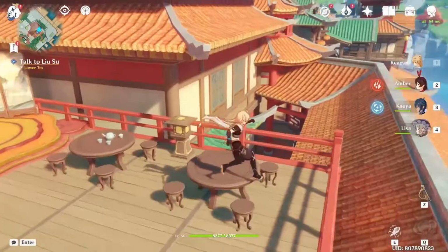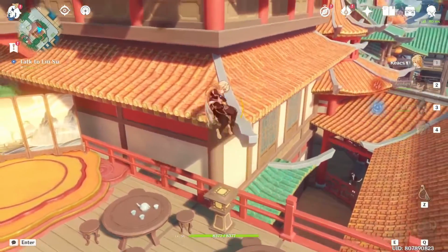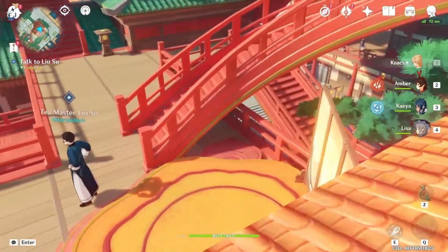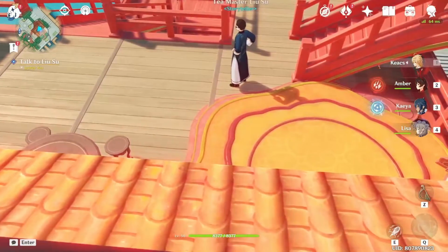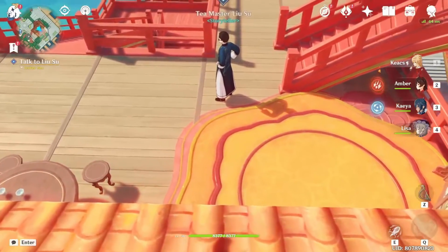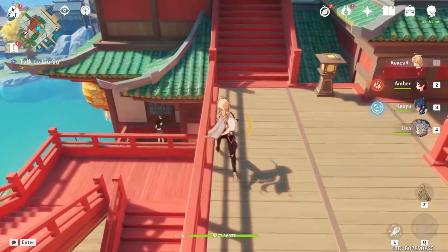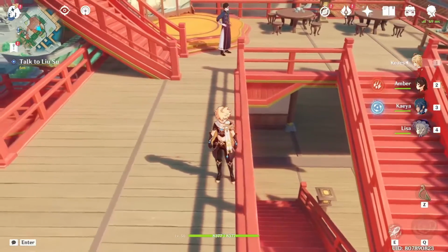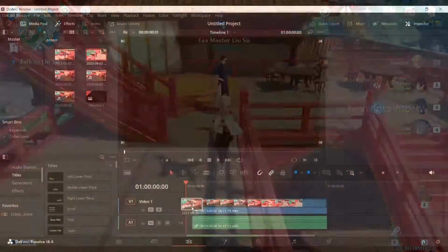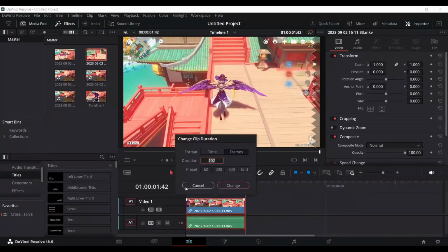For the horizontal gliding speed measurement procedure, 1. Position the player at this roof overhang. 2. Start recording the video. 3. Face directly towards Liu Su and move forward. 4. Once the player is off the roof and falling, open the wind glider. 5. Keep moving forward past Liu Su. 6. Wait until the player touches the ground. 7. Stop the recording. And 8. Go into the video editor and measure the time taken to travel the horizontal distance.